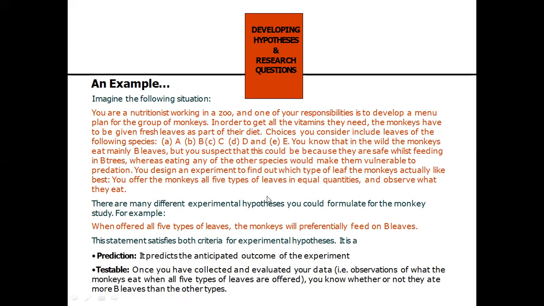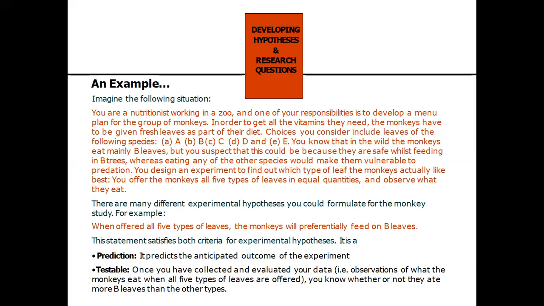There are many different experimental hypotheses you could formulate for the monkey study. See, this one is purely based on the experiment, right? So this falls under experimental hypothesis. So you gave the monkey 5 different types of leaves and you observe which one the monkey is preferring the most. Now suppose you formulate a hypothesis like this: when offered all 5 types of leaves, the monkeys will preferentially feed on B leaves.